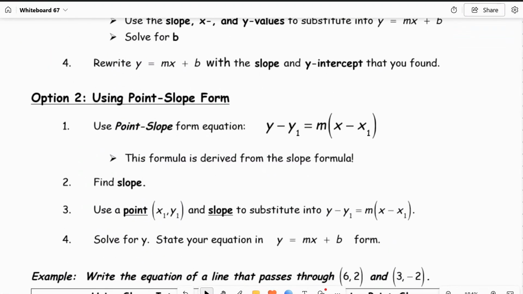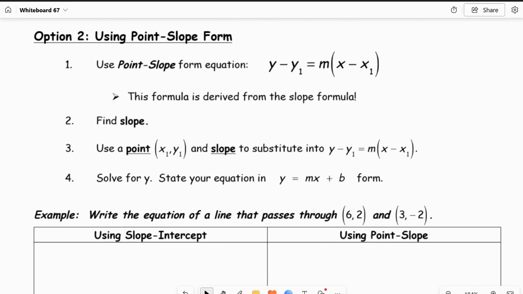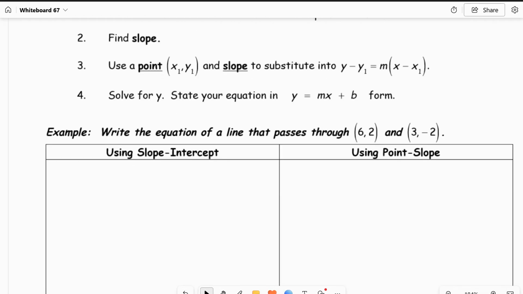The second way to do this is by using point-slope form. Using point-slope form, we will use the point-slope equation. This equation comes from the slope formula. Then we will find the slope, and use a point, x1 and y1, and the slope to substitute into this equation. Once we've done that, we need to solve for slope-intercept form, which is y equals mx plus b. So let's see how each of these examples would work.